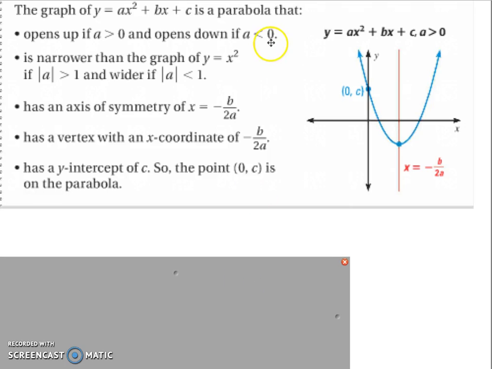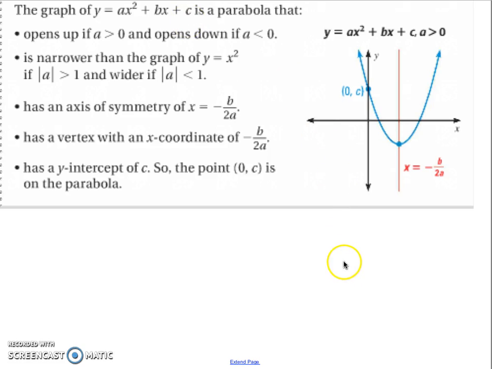Point 0, c is your y-intercept, just like it was in our y equals mx plus b. Your constant is your y-intercept. So 0, c is on the parabola, and x equals the opposite of b over 2a is your x value for your vertex, that highest point or lowest point on your parabola.